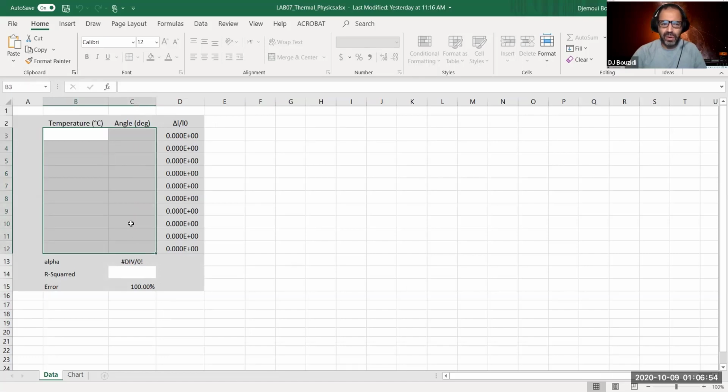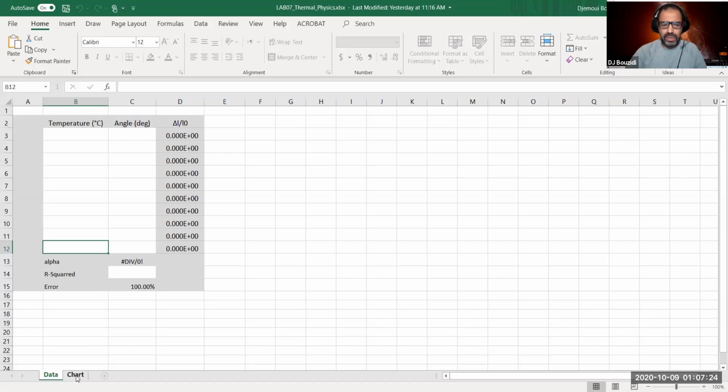You're going to have all of this information. The temperature, the angle in degrees, the temperature, the angle in degrees. You're going to have 10 pieces of data that you're going to collect. And they're from 3 all the way to 12. That's 10 pieces. And then once you do that, you're going to look. This will be filled for you by Excel. This side will be filled for you. And this also will be filled in here where it says divide by 0. It's going to be filled also for you.